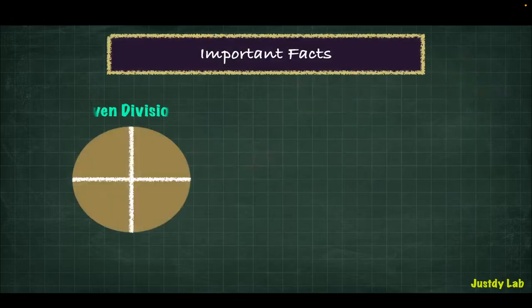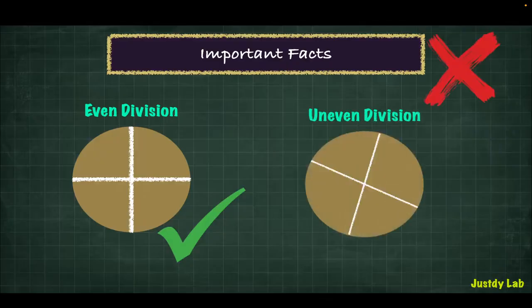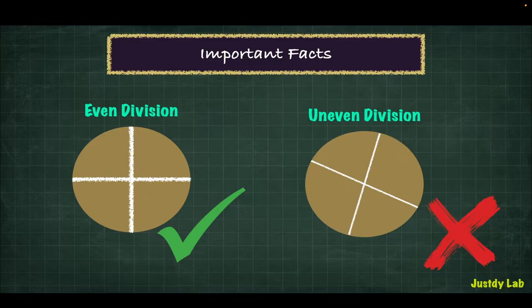Let's take some important facts. Fractions are always used to describe divisions that are even. If you look at the circle or the figure on the screen, if the figure is divided equally into 4 equal parts, we can describe this as an even division and a fraction can be applied. But if the division is not even, then there's no way we can apply a fraction to it, which means fractions only describe even distribution or even division of objects.